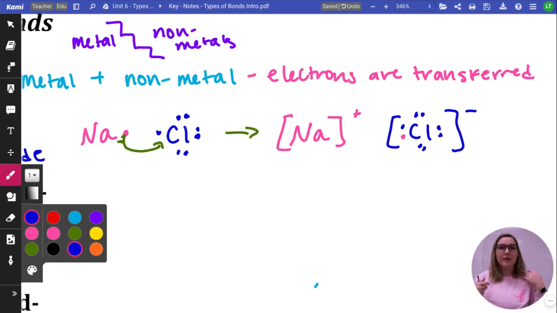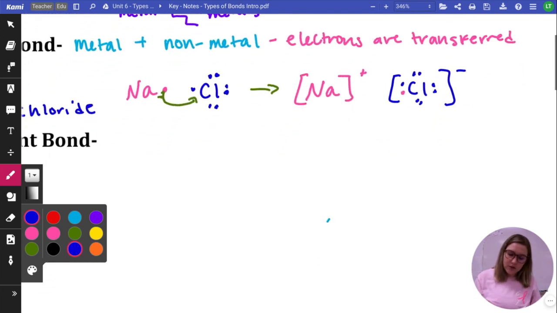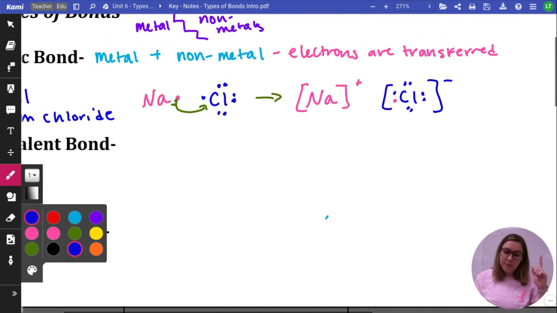So they're happy. Sodium has that positive charge, chlorine has that negative charge, positives and negatives attract, so they form a bond based on that attraction of the positive and negative charges, and that is an ionic bond. It's formed by a Coulombic attraction, which I talked about with Coulomb's law a little bit last unit. So that is an ionic bond: metal and nonmetal, electrons are transferred, and the bond is formed by the attraction of the positive and negative charges.